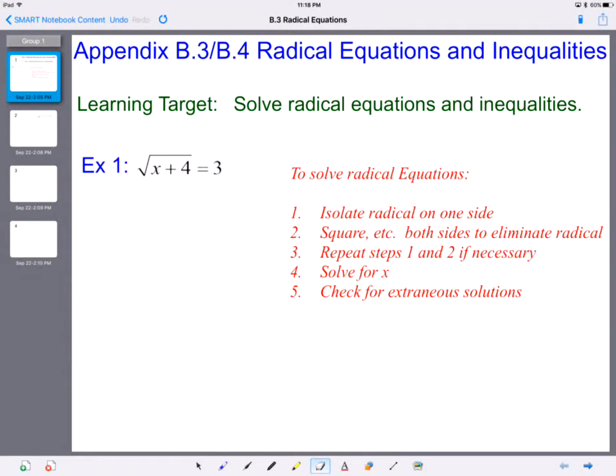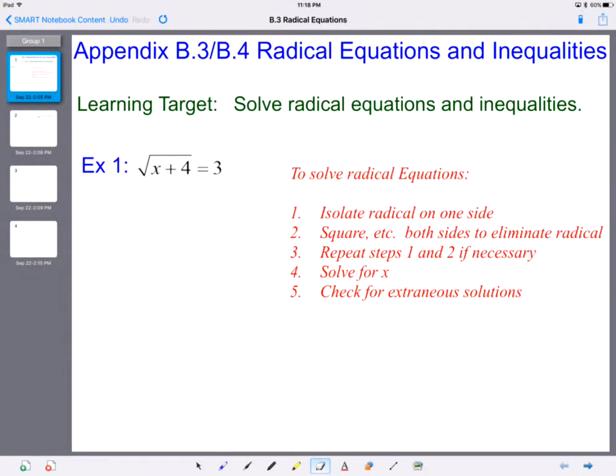Welcome to our next unit on solving equations. We'll learn how to solve radical equations and inequalities today. We'll learn how to solve rational equations and inequalities, and we'll also learn how to solve absolute value equations and inequalities. This stuff is not technically a unit in our book, but it is in the appendix in the back, so that's what the B.3 and the B.4 represent. So if you need more information, that's where you'll need to go.